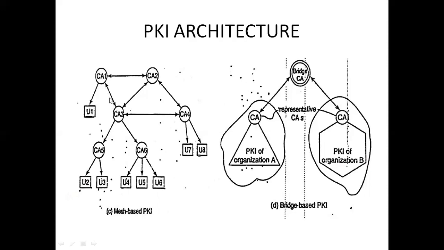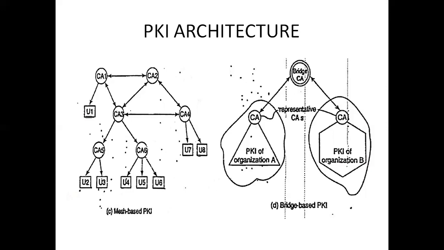There will be two paths. So in turn, the certification authorities need not verify with each other. Suppose U1 wants to communicate with CA3, so CA3 can directly communicate without asking CA1, the certification authority, to U1. So this is how the mesh-based PKI works.